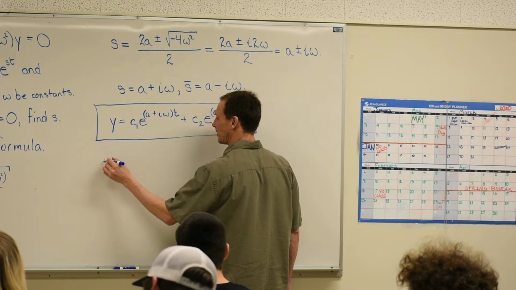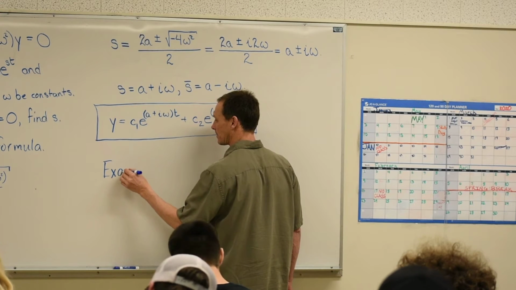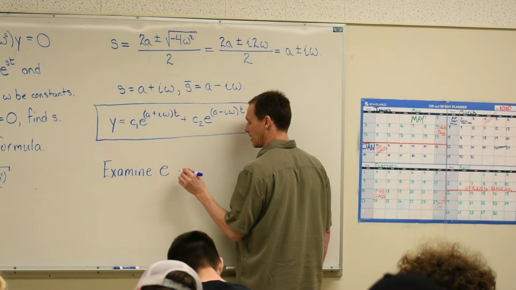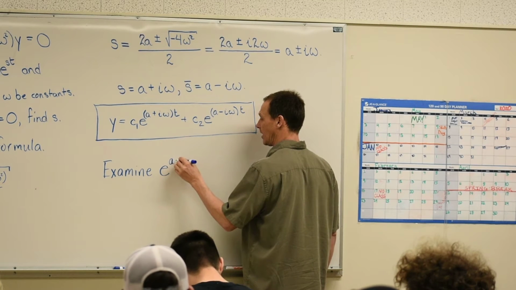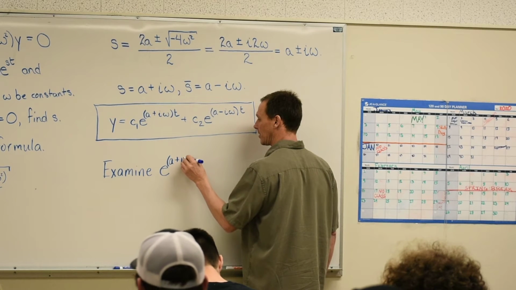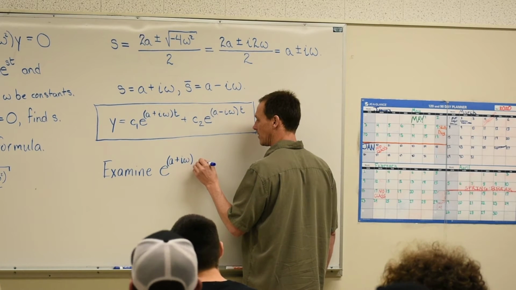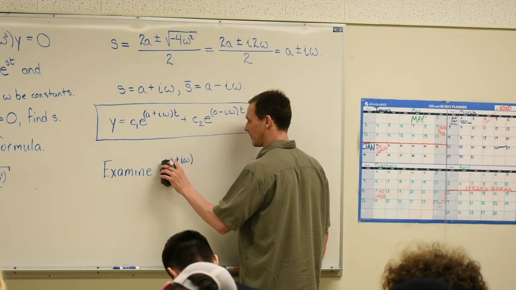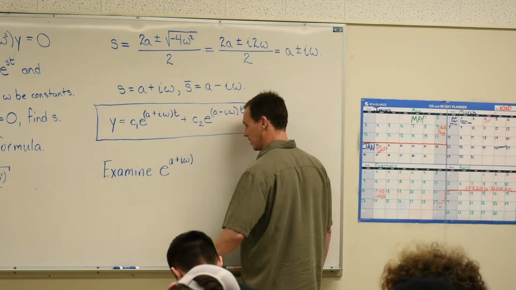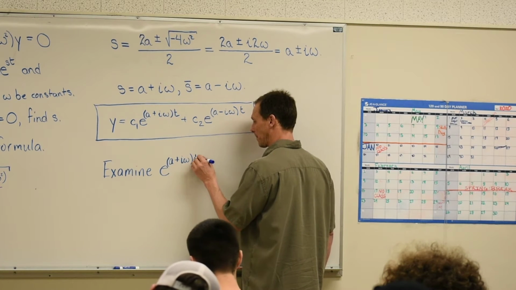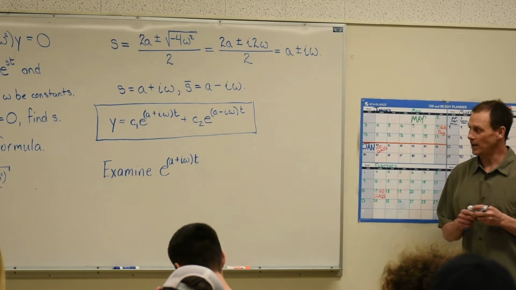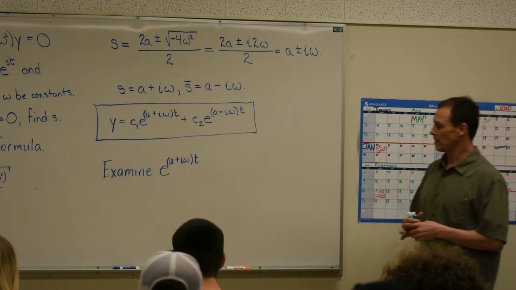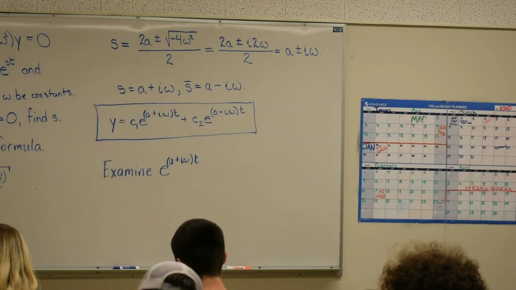And that's what we're going to do, is we're going to examine e to the (a plus i omega) t. Yeah, just that. That's all we're going to do. Just going to look at that. No, I'm going to put a t. Sorry. There. Examine e to the (a plus i omega) t. That's what we're going to do. Come back over here.